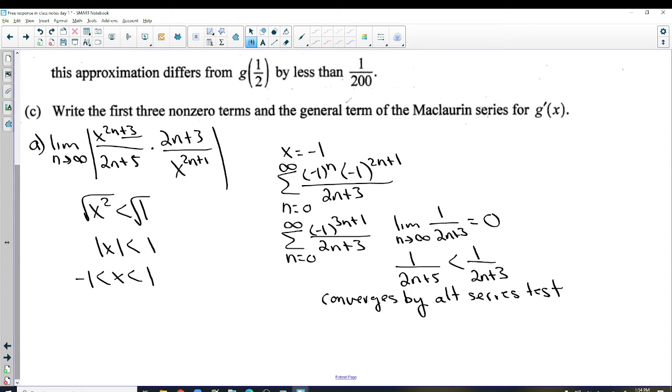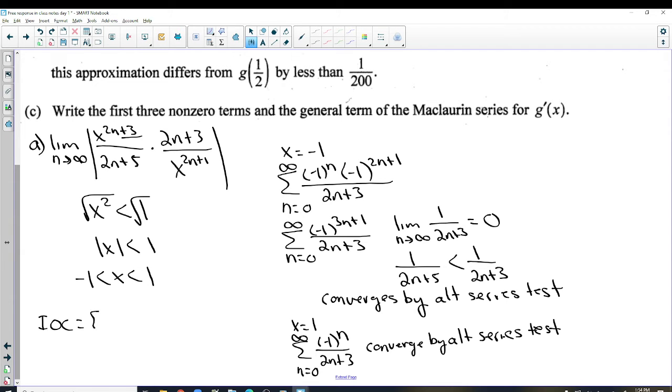All right, so we got negative 1 out of the way. How about 1? X equals 1. The sum from n equals 0 to infinity of negative 1 to the n, and then 1 to the 2n plus 1, which is just 1, over 2n plus 3. So converges by alternating series test, because it's not the exact same series, but it's alternating and the denominator is 2n plus 3. So the results are going to be exactly the same, and I already did the work for that. So I wouldn't expect the work again. I don't think that'd be necessary. So the interval of convergence is negative 1 to 1, and we would include both endpoints.